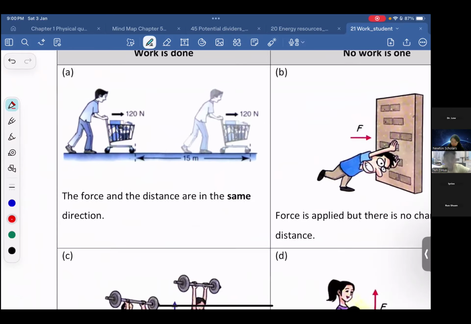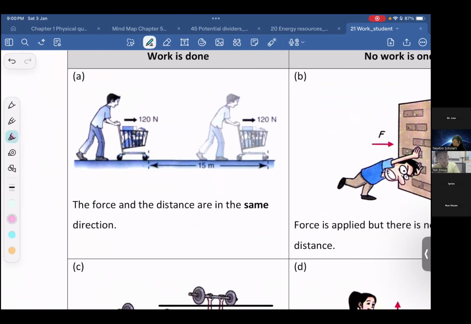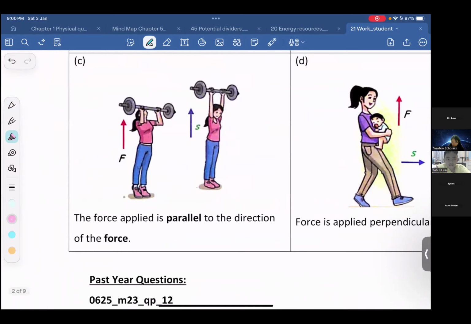Okay, work is done. First case, I will look at case A. We push 120, this is my distance, moved 50 meter. Because they are in the same direction, work is done. Okay, we look at C. Force is applied, you move it upward. You push, this is the force direction, and the distance that you apply is in the parallel way. So this is work done, for cases A and C.